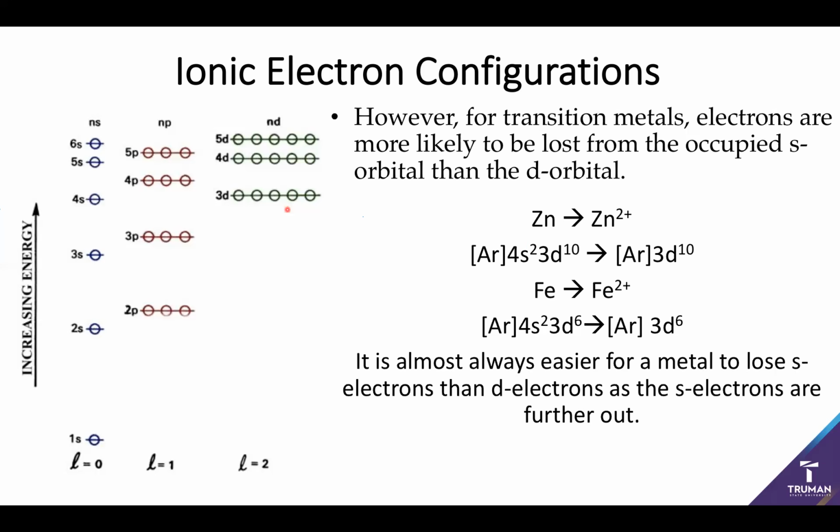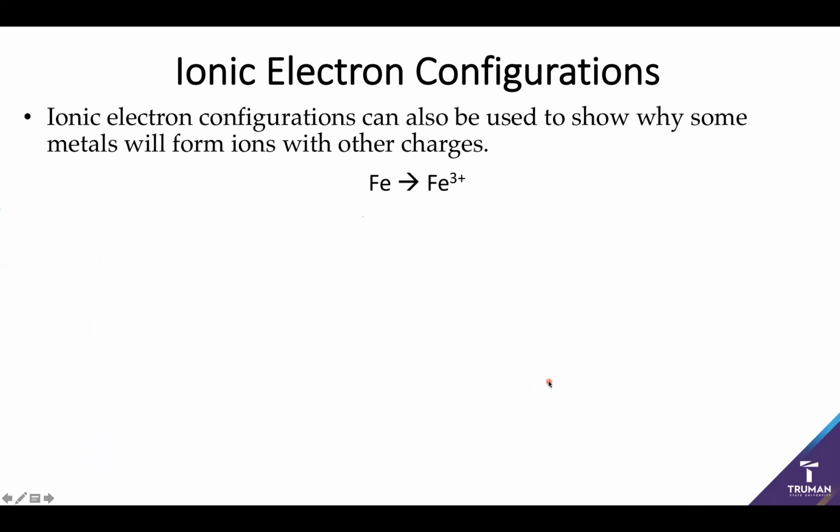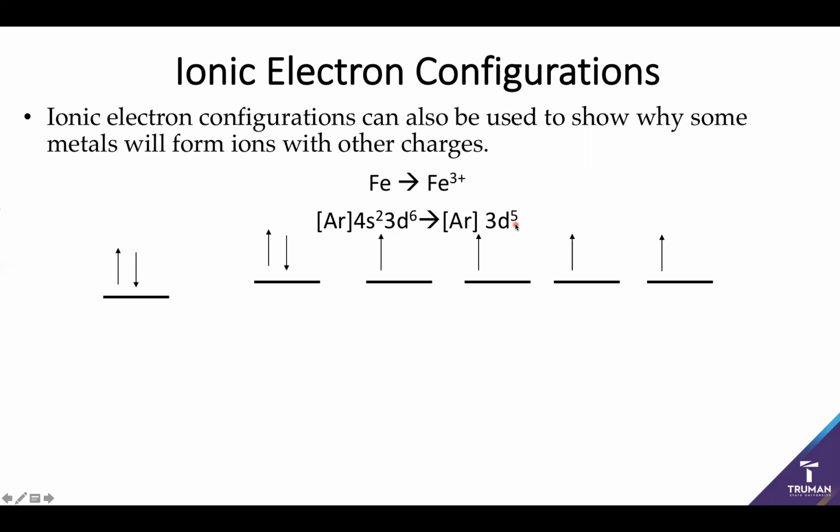But because it's so much easier to grab those s electrons than the d ones, it turns out that almost all metals tend to form +2 cations. So if you're going to have a metal cation, it's almost always going to have a +2 charge. However, there's a couple notable exceptions. One of the famous ones is that iron tends to adopt an iron 3+ charge. And one of the reasons why is because iron has a configuration of 4s2 3d6. But if you remove 3 electrons, it becomes 3d5.